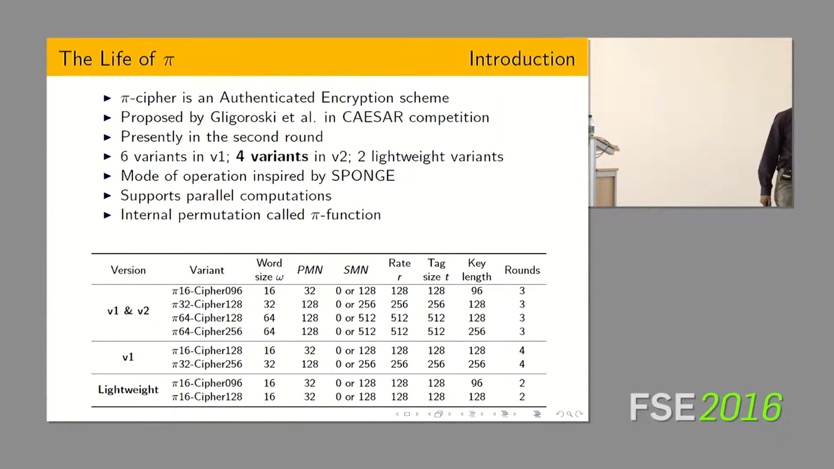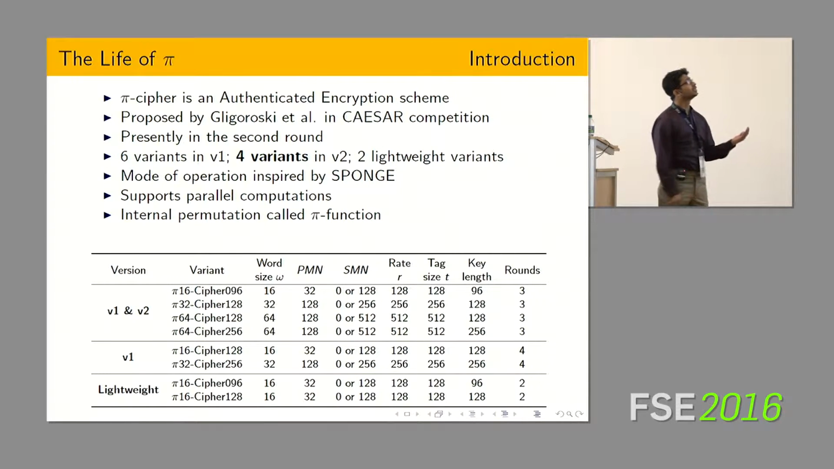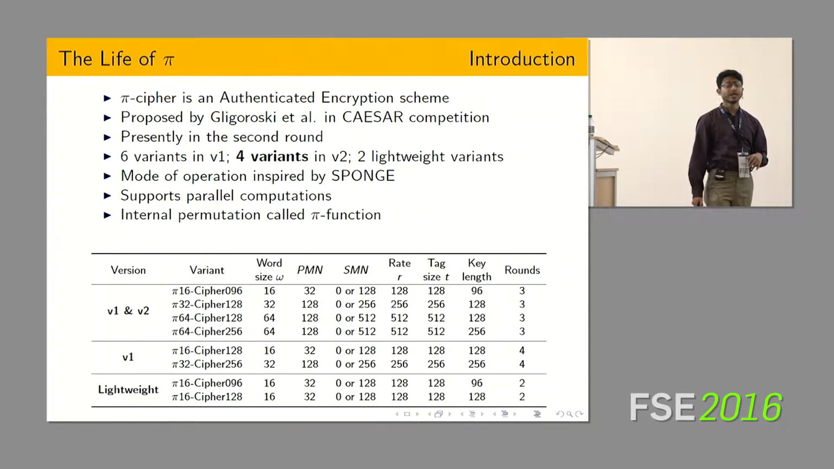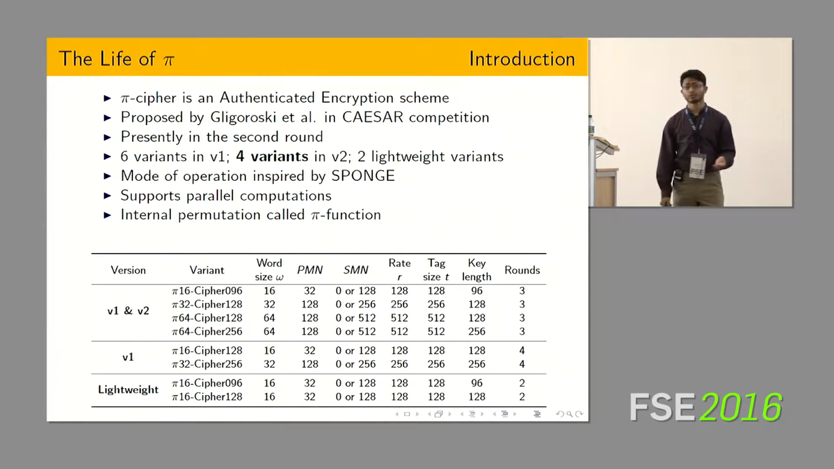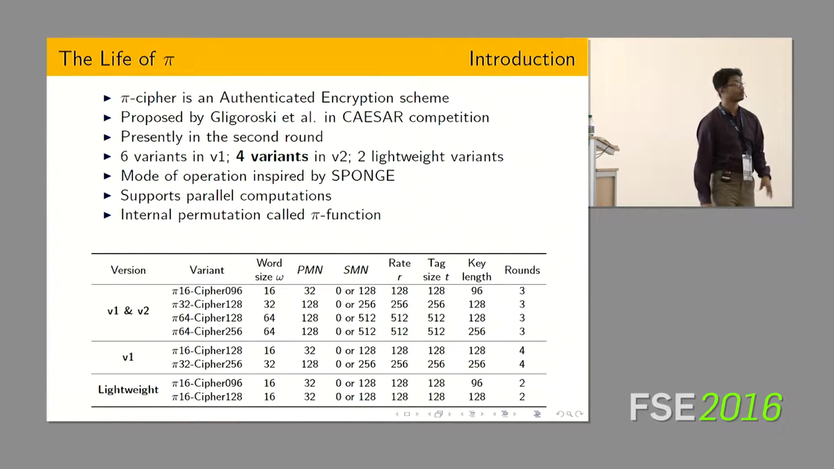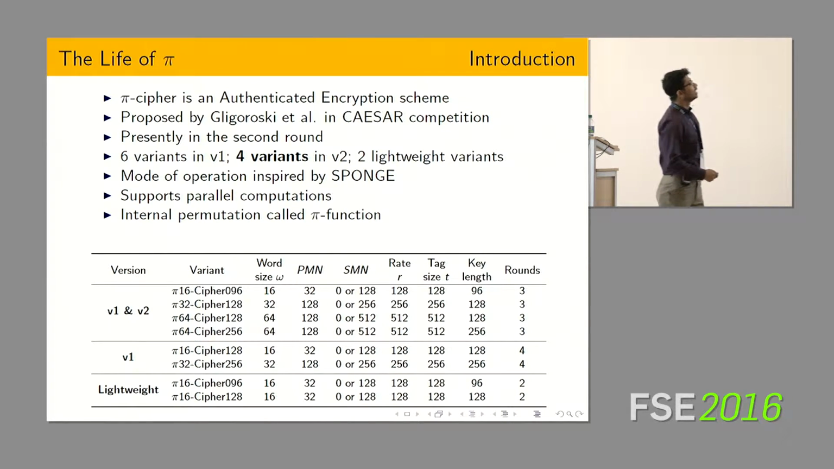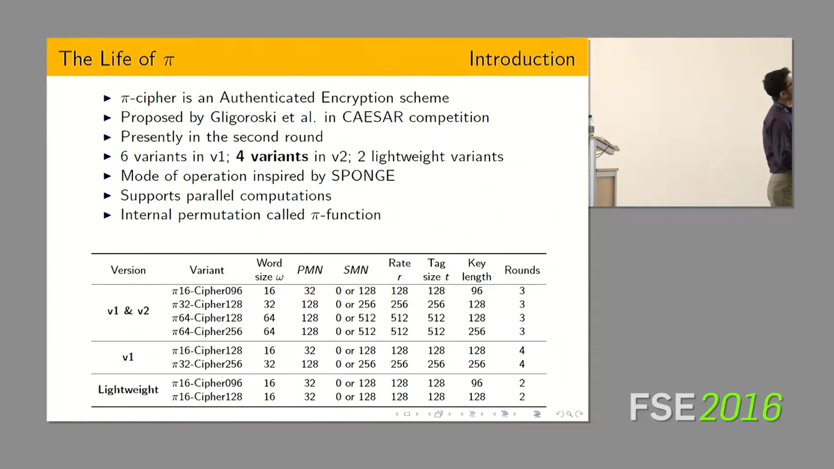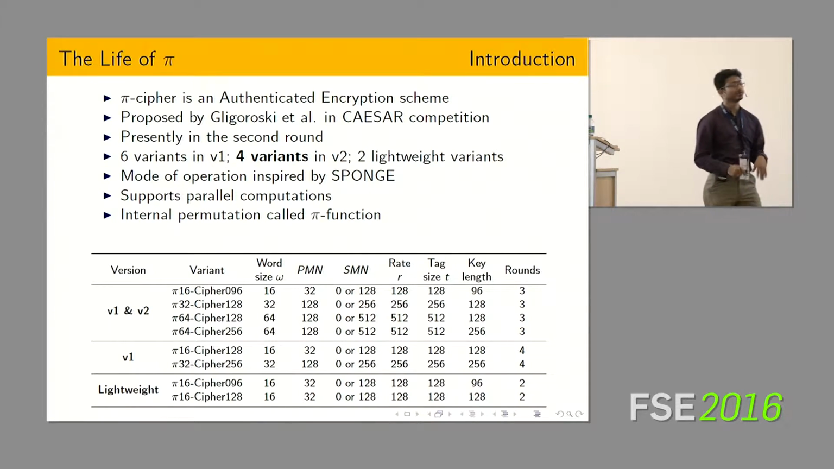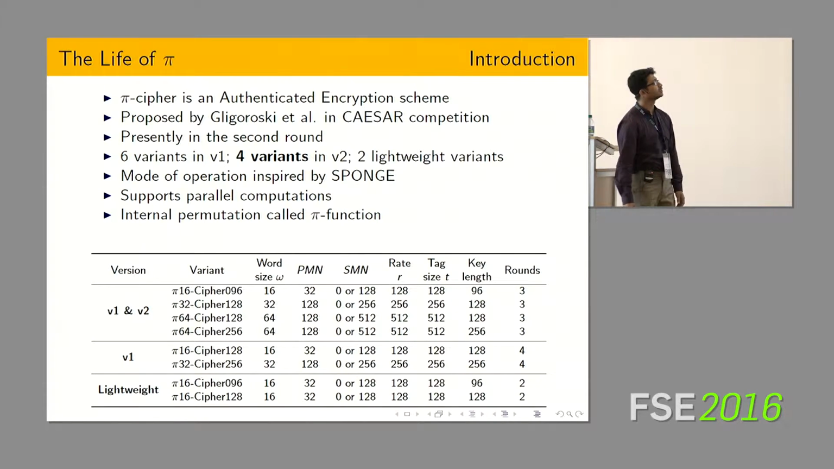In the first round, there were 6 variants, which were later reduced to 4 in the second round. Very recently, they have also proposed two lightweight variants, which are not a part of the submission, and there are 2 versions in that. The mode of operation is inspired by Sponge, though it's really difficult to make out directly by looking at it. It really supports parallel computation, and that is one of the main motivations of the design.